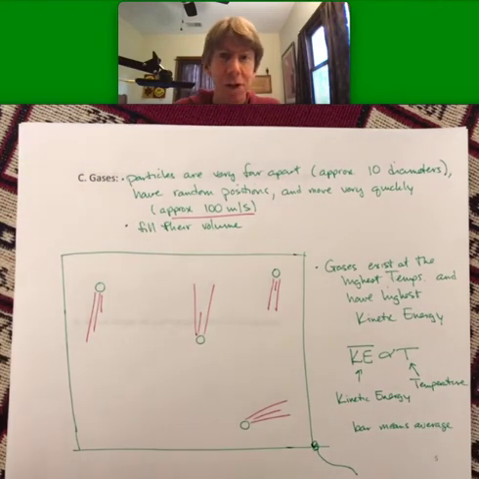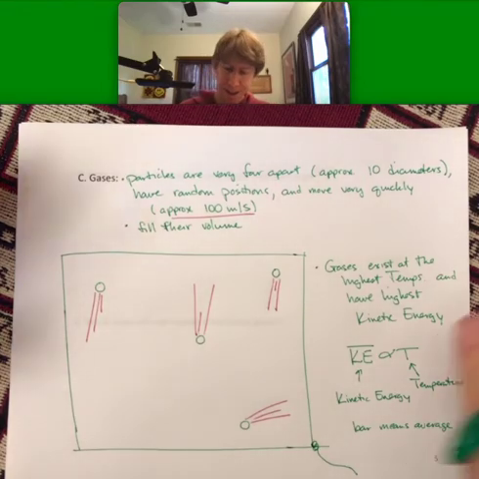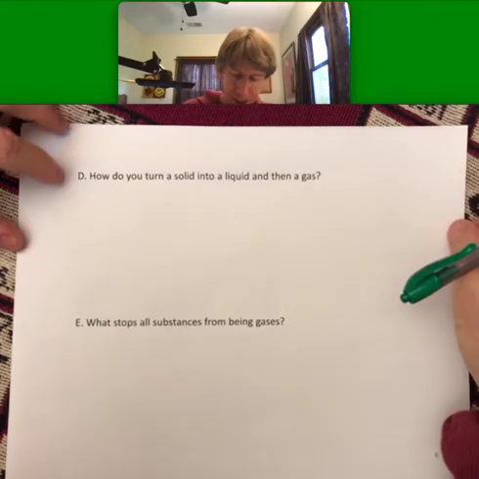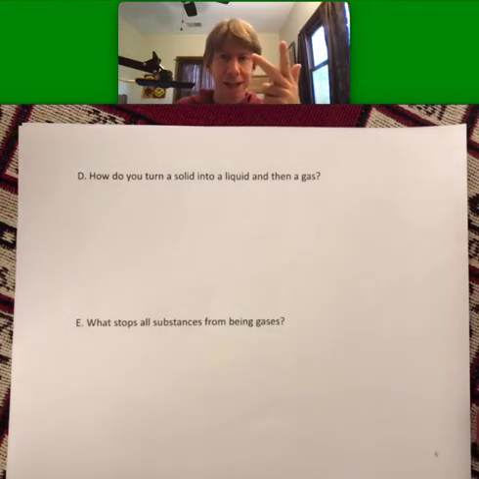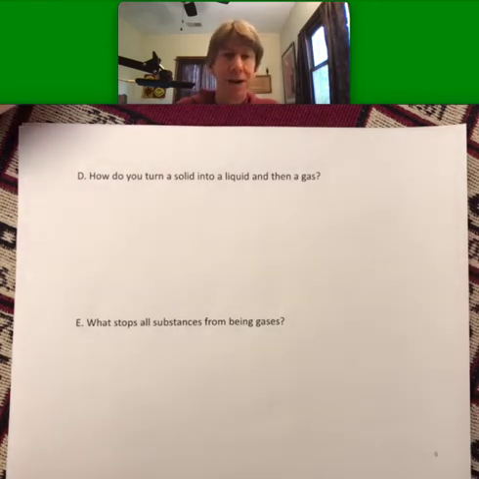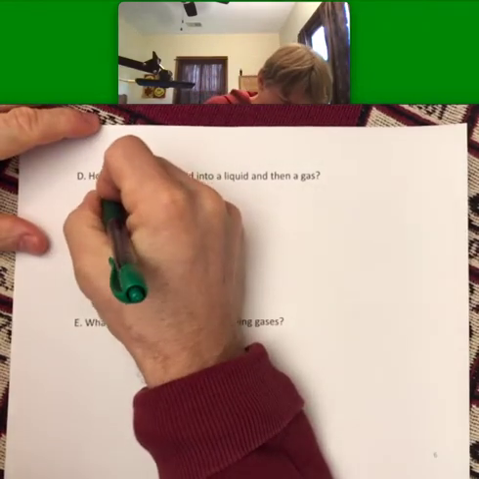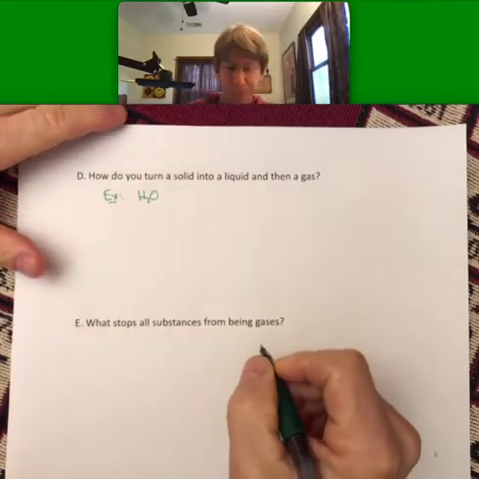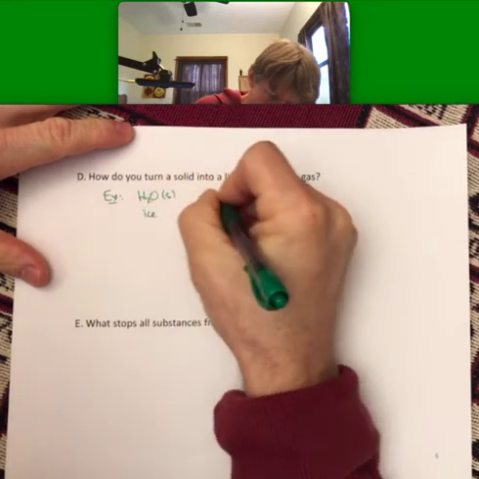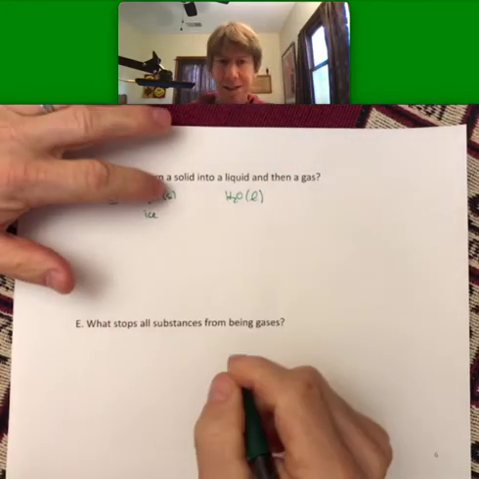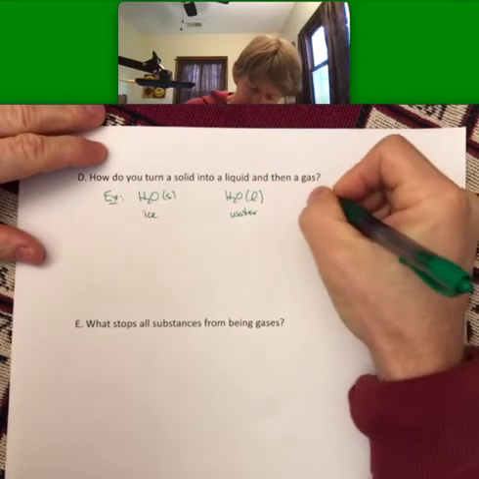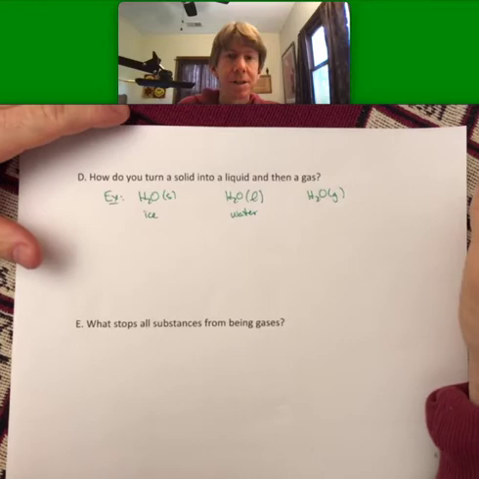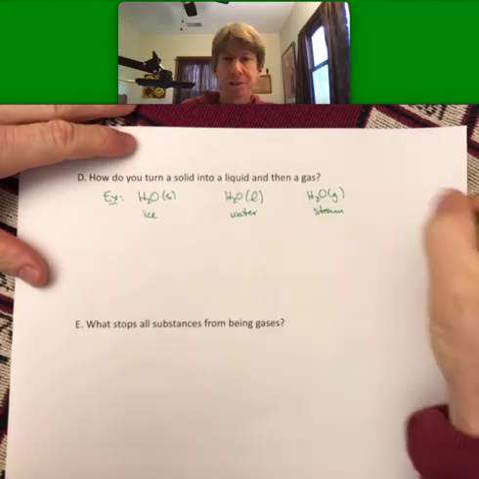And one of the homework questions says, draw the three phases and describe them, and you're going to do just this. Now, how do you turn a solid into a liquid and then a gas? So essentially everything exists as solid, liquid, and gas, no matter what type of atom, molecule, or ion it is. But let's just use an example of H2O. H2O solid is called ice. And S stands for solid. L stands for liquid. H2O liquid is water. And H2O gas is called steam. It's also called water vapor.